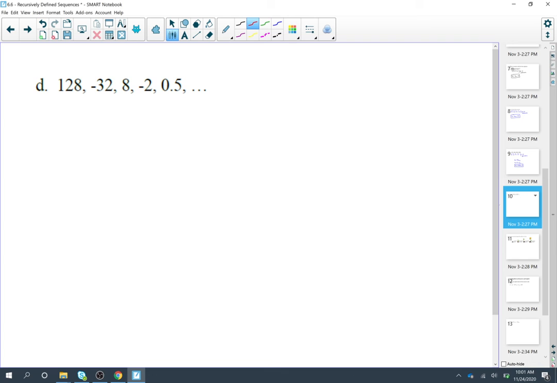Okay, letter D. 128 to negative 32. Let's see, 128 divided by 32 gets me 4. So I think this is times negative 1/4. And I'm throwing in a negative because I went from a positive to a negative. Times negative 1/4, times negative 1/4. And I'm just putting these in my calculator to check them. And it looks like it works. Again, this is multiplication, so I know this is an R, which tells me this is geometric.